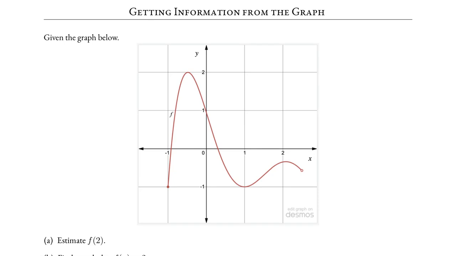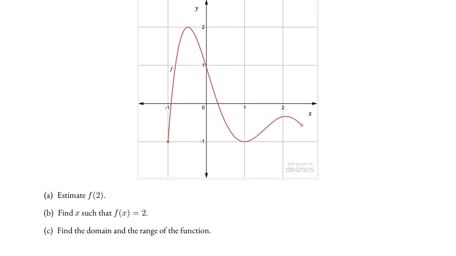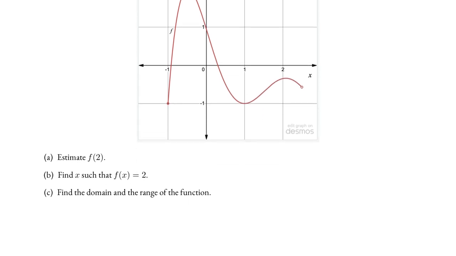Given the graph of the function f, estimate f of 2, find x such that f of x equals 2, and find the domain and the range of the function. Part A, estimate f of 2, is similar to evaluate f of 2.